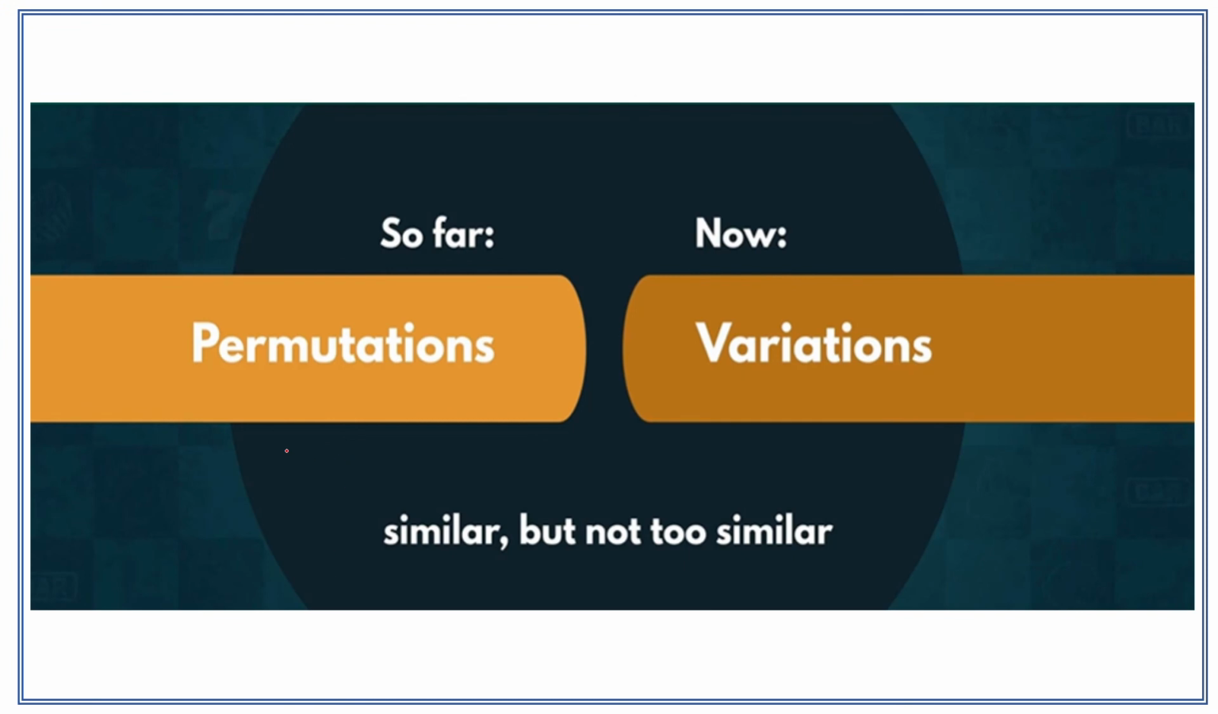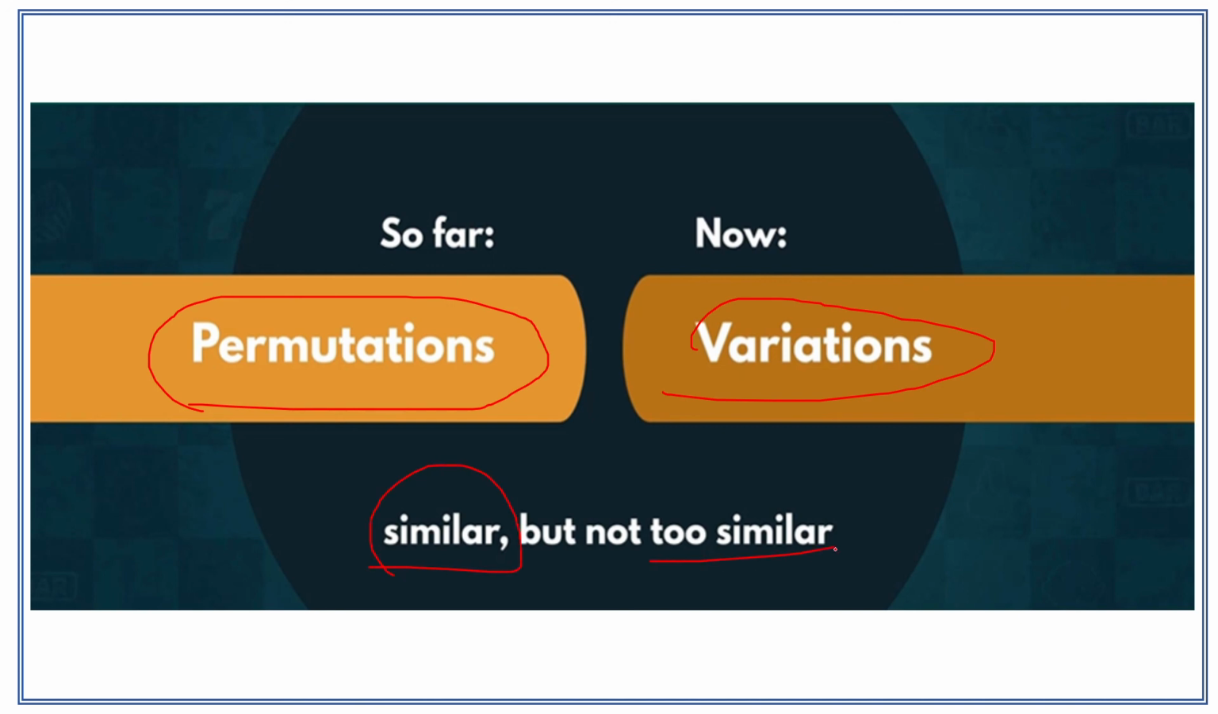So far we have seen permutations. In my next video we will see variations. I am showing this in the last slide because both are almost similar but not too similar. This basic thing you have to keep in mind. Both are similar but not too similar. That's why I am putting it on the next slide. By now we have seen permutations, and in the next video we will see variations.